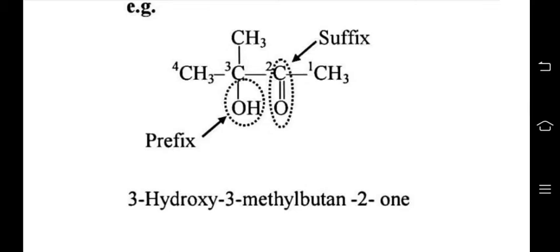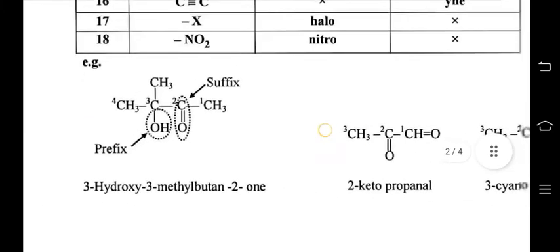which has the higher priority, that is written as the suffix, and which has the lower priority, that is written as the prefix. So we know that in the case of the ketone, it is written in the suffix as ONE, and the hydroxy group is written in the prefix as hydroxy. OH group is written as hydroxy. So in the 3 position there is an OH group, so 3-hydroxy-3-methylbutan-2-one is the name of that particular compound.